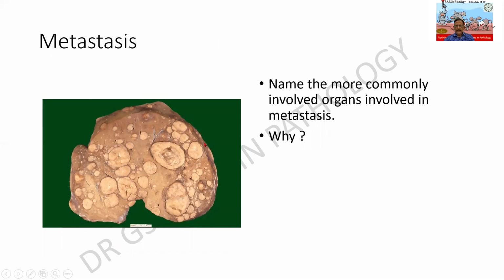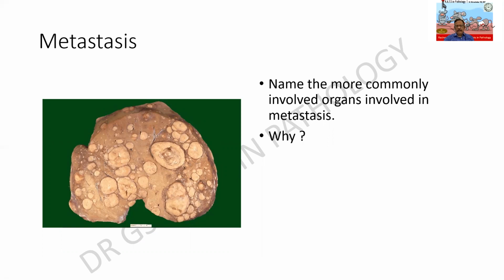Metastasis. You find that some organs are very commonly involved in metastasis. The picture here shows the liver, which is having multiple metastases and nodules of varying sizes, etc. My question here is, why is the liver more commonly involved? Is there any other organ which is again more commonly involved in metastasis? If so, why? The liver is commonly involved because it has got a dual circulation.